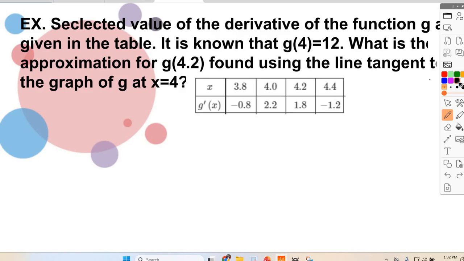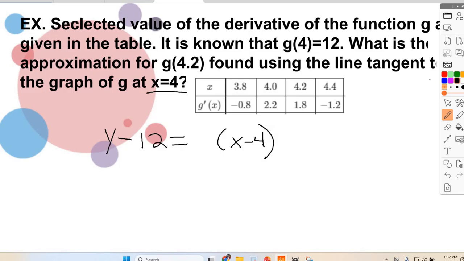So this one says selected values of the derivative of the function g are given in the table. It is also known that g of 4 is 12. What is the approximation for g of 4.2 found using the line tangent to the graph of g at x equals 4? So again, what are the two things that we need to write the equation of a line? Point, slope. Okay, do I have a point? Yeah, g of 4 is 12, and they specifically tell us that we're wanting our linear approximation to be at 4. So we get y minus 12 equals blank times x minus 4.